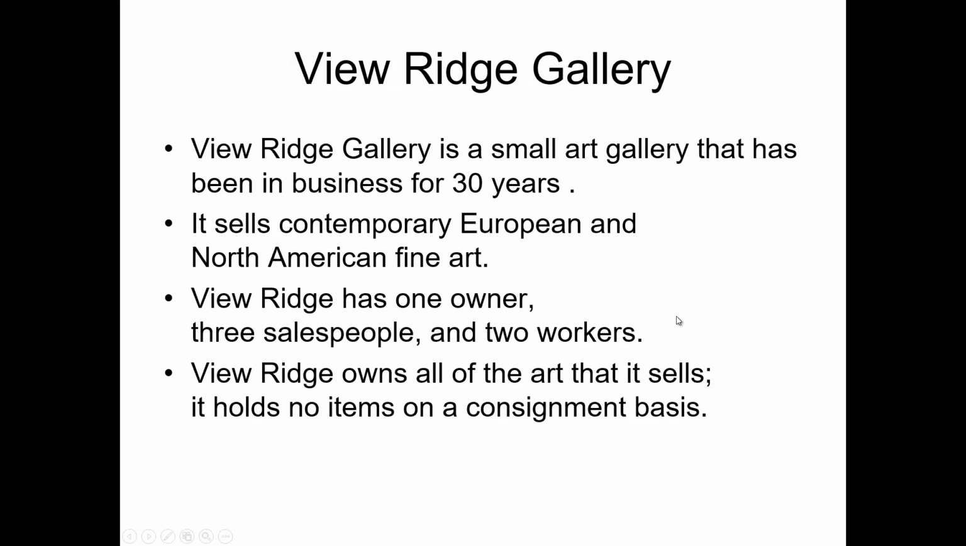To understand how to use these statements, we are going to go through the Viewridge Gallery example. Viewridge Gallery is a small art gallery company that has been in business for 30 years. It sells contemporary European and North American fine art. Viewridge has one owner, three salespeople, and two workers. Viewridge owns all of the art that it sells. It holds no items on a consignment basis.